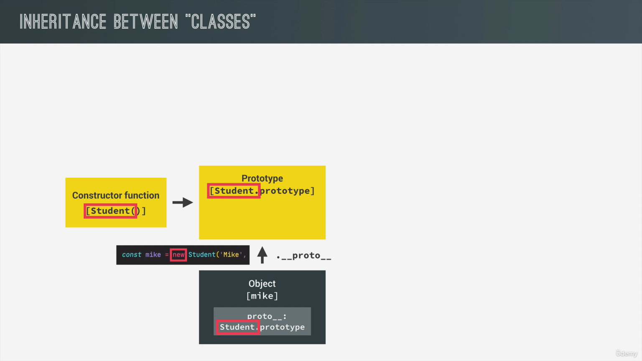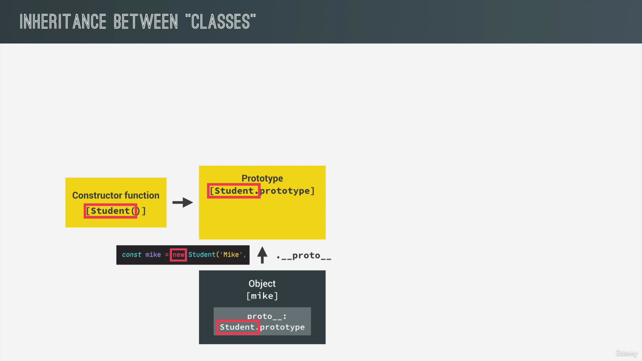Okay, so far, this is what we have built. It's simply the student constructor function and its prototype property, and then the mic object linked to its prototype. And that prototype is, of course, the constructor function's prototype property. Now this link between instance and prototype has been made automatically by creating the mic object with the new operator. So all of this is what we had already learned. So this is nothing new at this point, right?